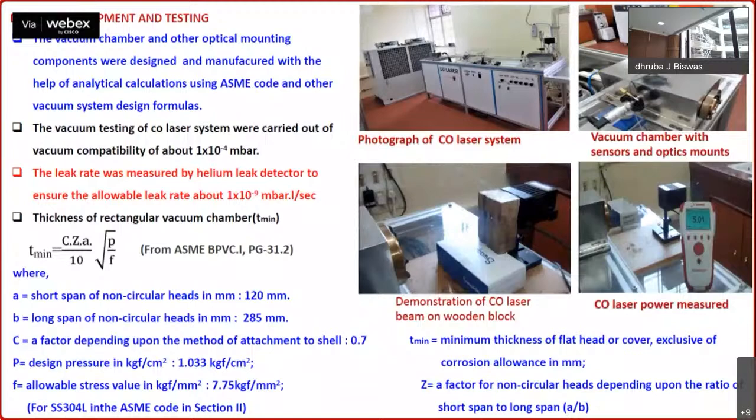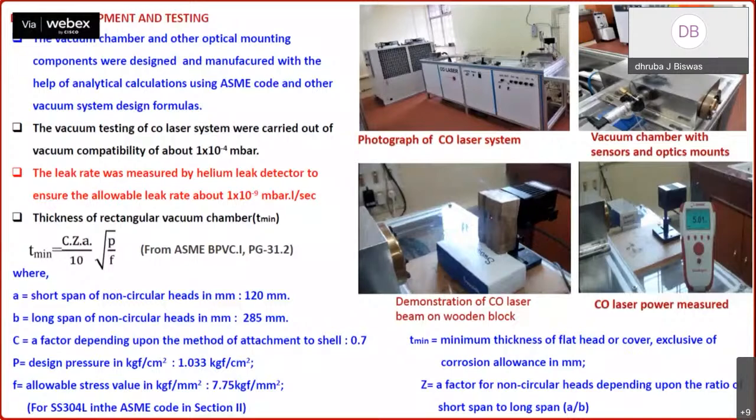Design, development and testing. The vacuum chamber and other optical mounting components were designed and manufactured with the help of analytical calculations using the ASME code and other vacuum system design formulas. The vacuum testing of the CO laser system was carried out to a vacuum capability of about 1 × 10⁻⁴ millibar. The leak rate was measured by a helium leak detector to ensure the allowable leak rate of about 1 × 10⁻⁹ millibar liter per second.